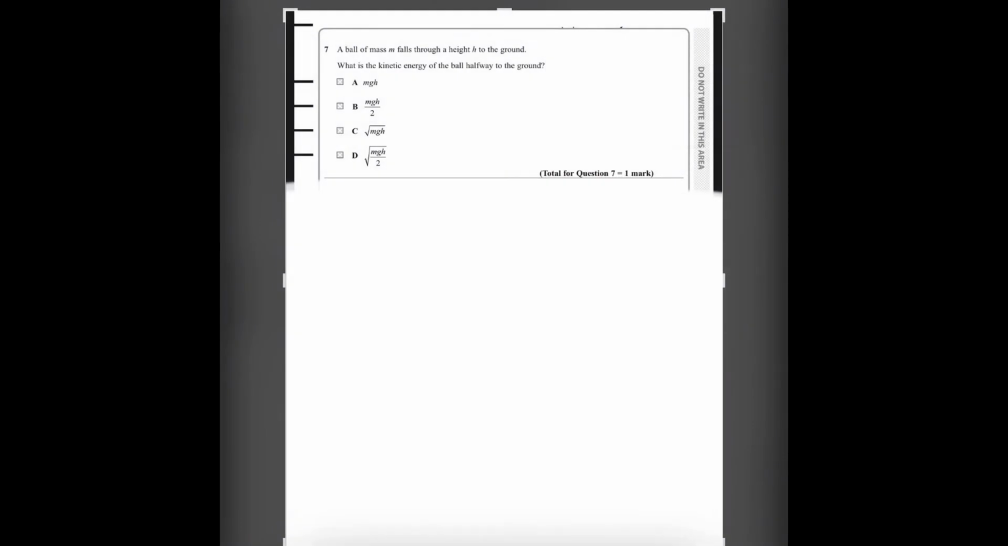Number 7. A ball of mass m falls through a height h to the ground. So this means that we have the ground here, and we have a ball here, and the height between the two is h. We know that when the ball is here it has only gravitational potential energy and the kinetic energy is 0, and when the ball reaches the ground the gravitational potential energy would be 0 and the kinetic energy would be maximum.